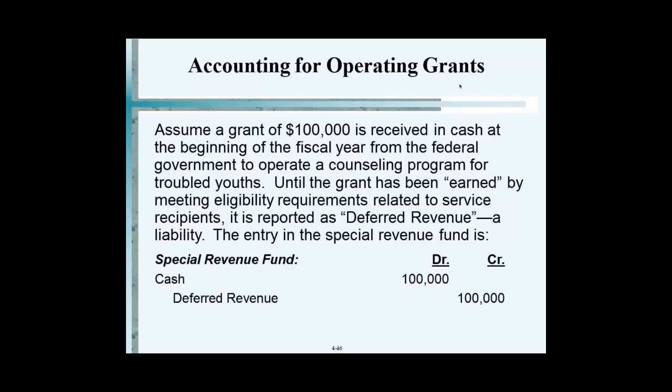This is the general entry I was talking to you about. Debit cash, and credit deferred revenue. And next year, what would you do when you recognize it? Debit deferred revenue, and credit revenue. Got it? Debit deferred revenue, and credit revenue, right? That would be next year when it's available or it's been earned.